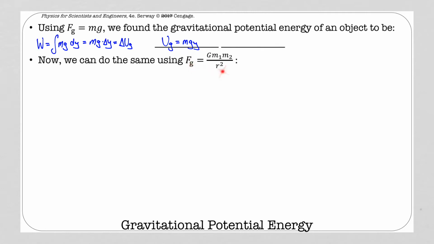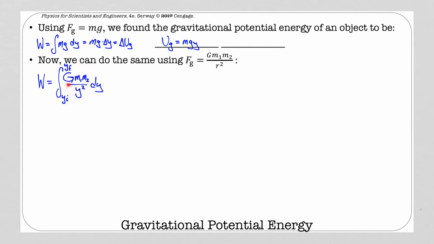If we want to use the more correct version of gravity, we can do the same thing. We can say that if we are lifting an object against gravity, we'd have to apply a force of this magnitude, and we would apply it over a distance, again, delta y. But in this case, we can see here that as y is changing, the value of the force is going to change as well.